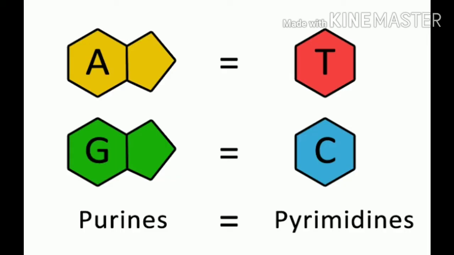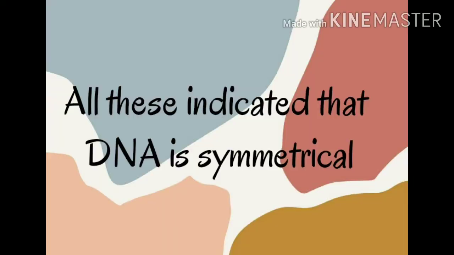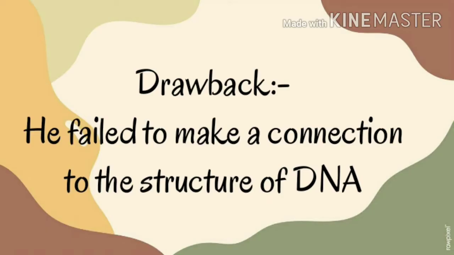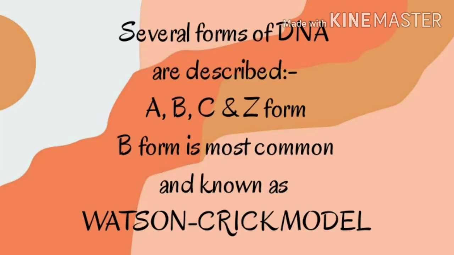For simplifying this, we can see a picture. Here it shows that A is equal to T and G is equal to C. Therefore we can say that purines equal pyrimidines, and altogether it creates 1, so the DNA is symmetrical. One drawback of his studies was that he could not reach a conclusion about the structure of DNA. So it made a lot of controversies regarding the acceptance of this rule. Later, several forms of DNA were described, like A form, B form, C form, Z form, like that.